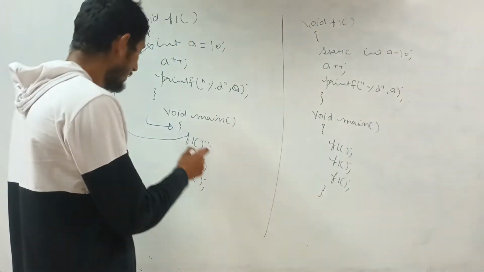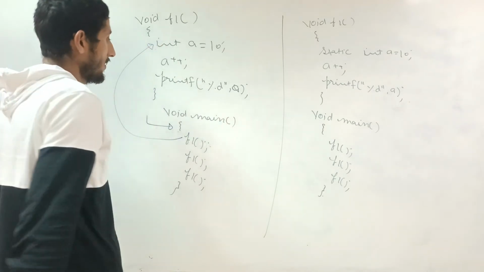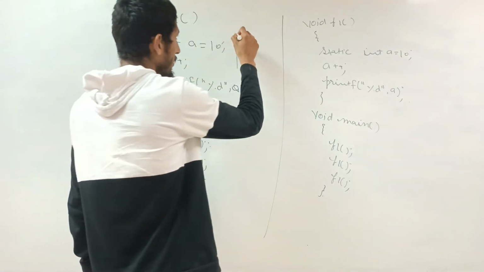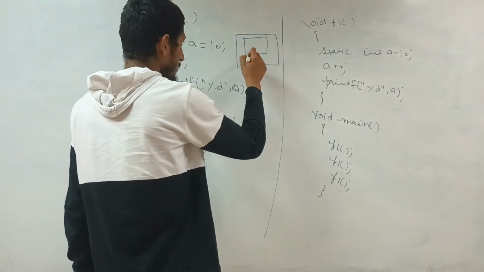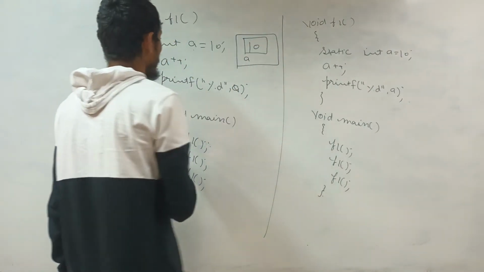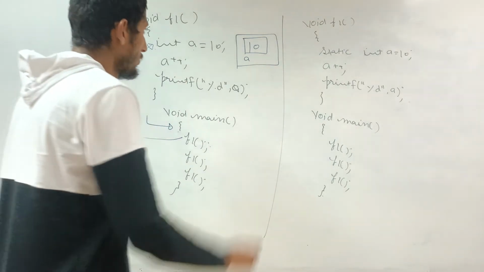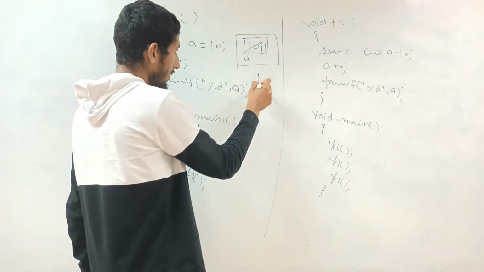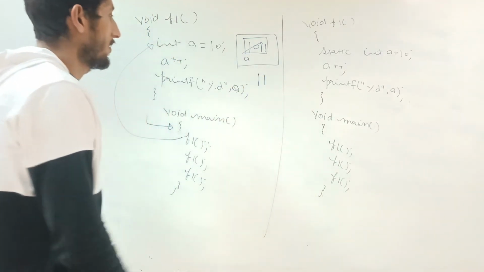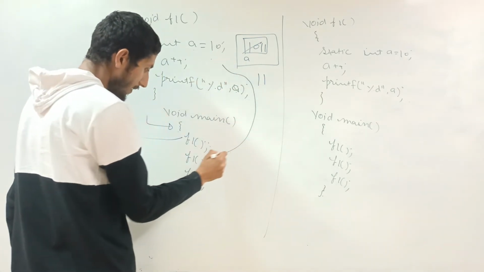So what will happen? My control will transfer to f1, and inside f1, what is going to happen? You have taken a variable a, so the memory will be assigned to it. And we have incremented the value of a, so the value of a becomes 11, and you have printed a. So what will it print? It will print 11. Then your control will transfer to the main.